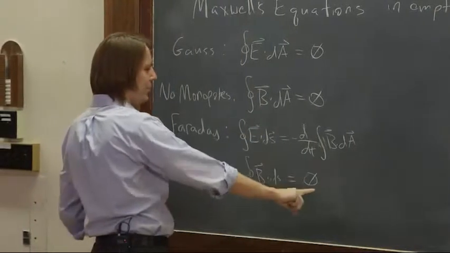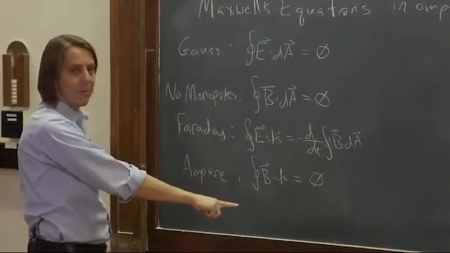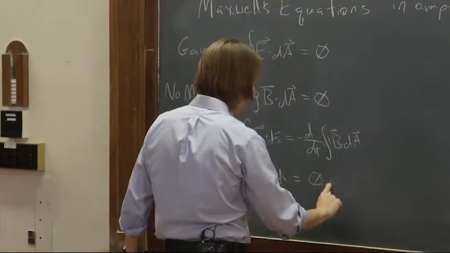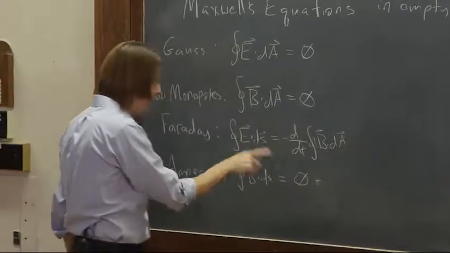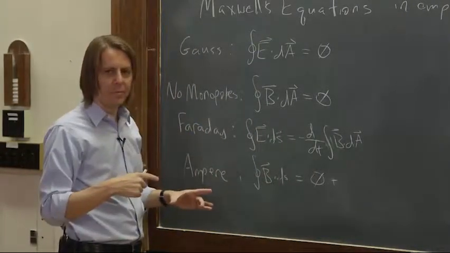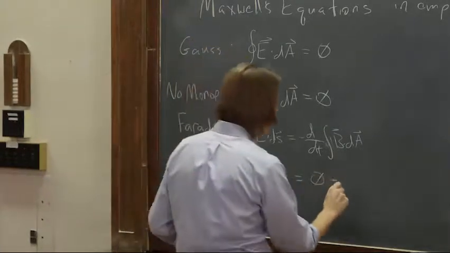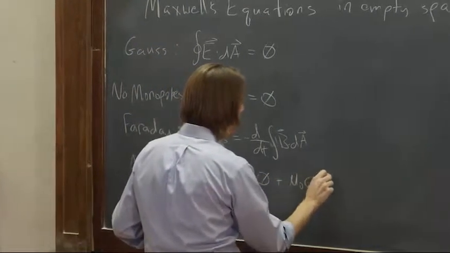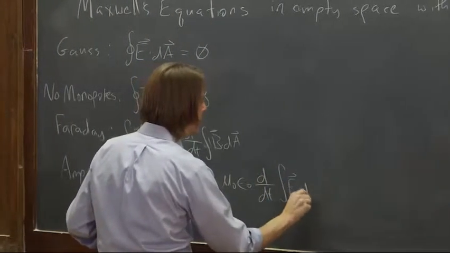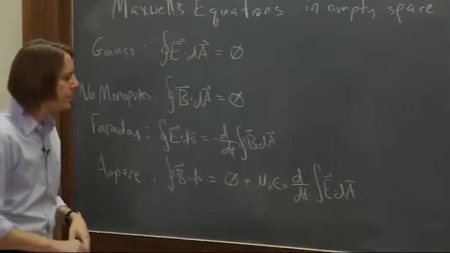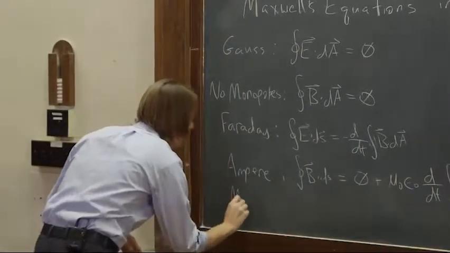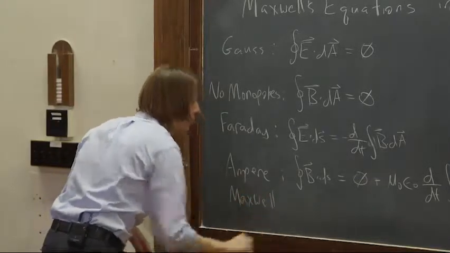These two things, this one equals 0, this one doesn't. That's because this one is missing a term. Right? So Maxwell showed that in addition to having a B field circulating a loop due to actual current going through it, you can have something called displacement current, which is really just a changing E field. So mu naught epsilon naught d dt integral of E dot dA. And now they look much more symmetric, and now it's called the Ampere-Maxwell equation once we fix it.